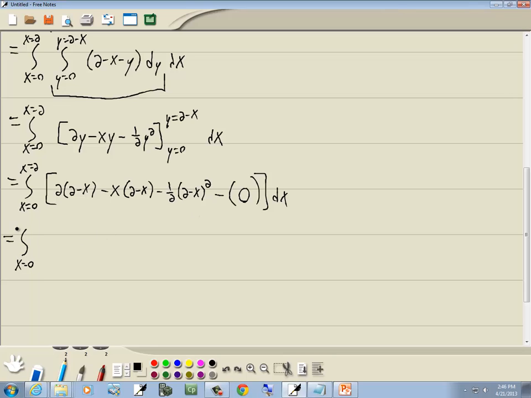Okay, so x equals 0 to x equals 2. 2 times 2 is 4. 2 times negative x is negative 2x. Negative x times 2 is negative 2x. Negative x times negative x is positive x squared. Minus 1/2. 2 minus x to the second power gives us 4 minus 4x plus x squared dx. Let me double check that.